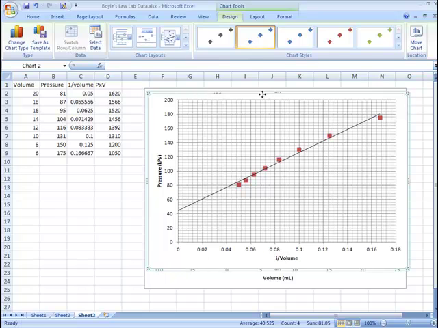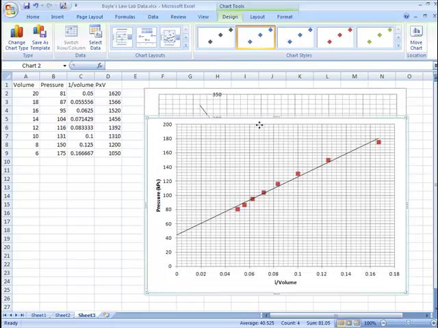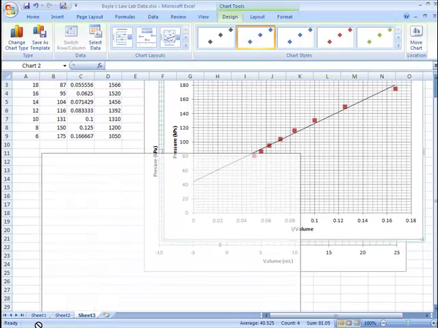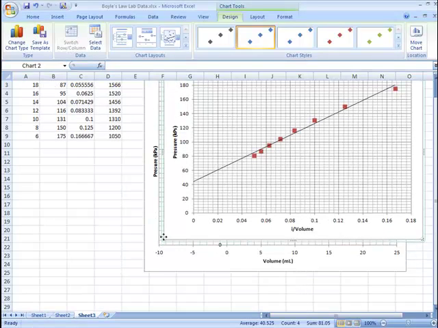So these two graphs, once you've made these two graphs, the next thing to do is to print the graphs. Okay, these are graph number 1 and graph number 2. But you'll notice this one does not go through 0, 0. We would expect it to go through 0, 0 if it was an inverse relationship. So an inverse relationship means as you increase one, the other decreases. So let's look and see.